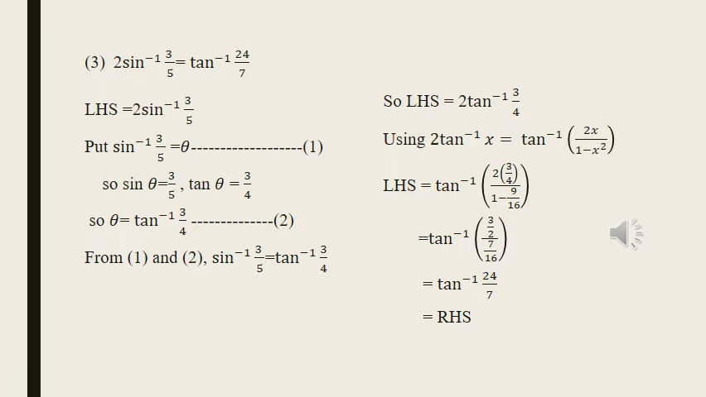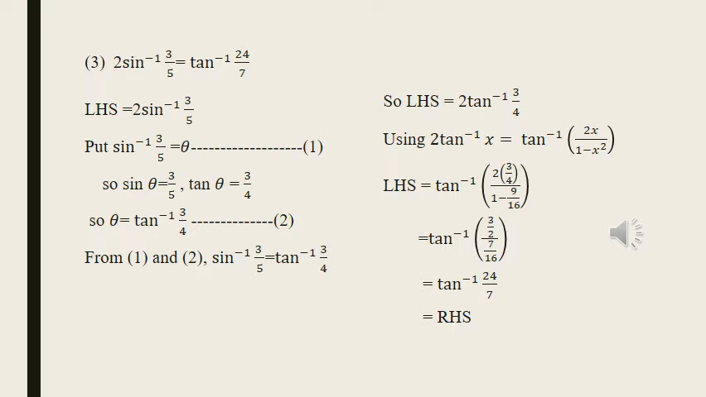Same right angle triangle, same theta. So theta equals tan inverse 3 by 4. Already we have one equation, sin inverse 3 by 5 is theta. Now one more equation, tan inverse 3 by 4 is theta. So from this we have sin inverse 3 by 5 is equal to tan inverse 3 by 4. So actually what we did is express sin inverse 3 by 5 in terms of tan inverse.